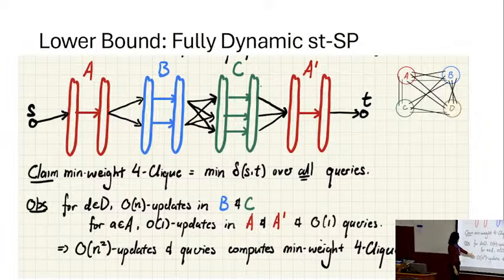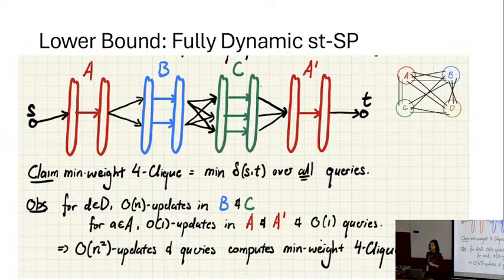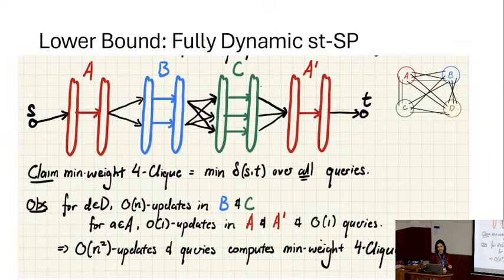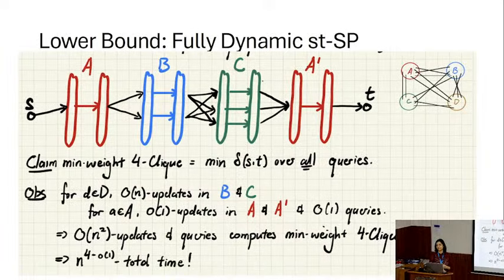And the number of queries is also for every A, D, so we have n squared queries. And by the minimum weight k-clique conjecture, this will require a total time of n to the 4. Because that's your conjecture. By doing these n squared queries over n squared updates, you are able to detect the minimum weight k-clique in this graph. So these n squared queries will require you n to the 4 time. So that gives you the lower bound for the fully dynamic setting.